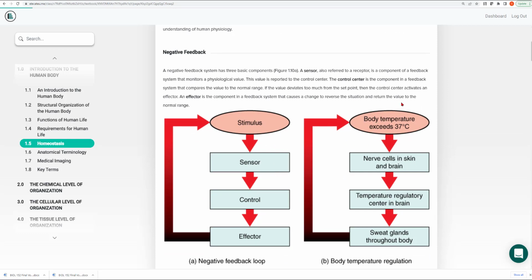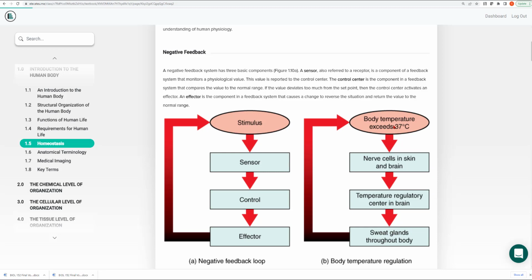Your body temperature, if it exceeds 37 degrees, right? Your brain and your skin are going to be measuring that temperature. And if it starts to get too high, then your brain is going to send signals to your body that says, hey, sweat glands, start sweating. And that sweat is going to then feed back, right, and help cool off your body. Or if it's too cold, your body might start to shiver, right? And the shivering would then increase your body temperature.